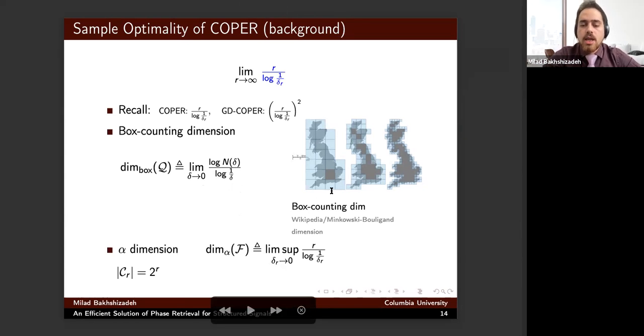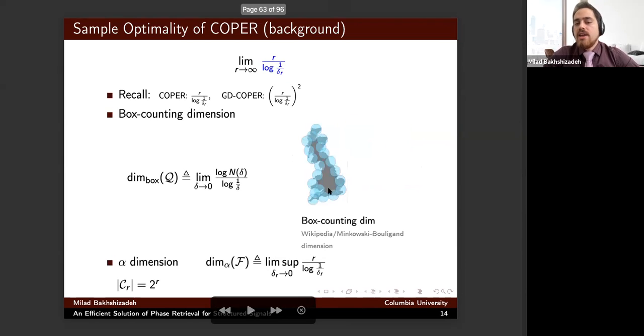It's called alpha dimension, and it's defined as the following. So alpha dimension of a compression family is lim sup of rate divided by log of 1 over distortion. Note that for the set C_R, the set of codewords, we had 2 to the power R elements. So what you see here is nothing but the logarithm of the size of C_R. And in fact, if you replace the grids that we had in the box counting dimension with balls, you'll see exactly the same thing. With balls of radius delta_R at centers of the points of C_R, you can cover your set. And as you make this coverage finer and finer, what you're going to see in the limit is something similar to the box counting dimension of your set Q.